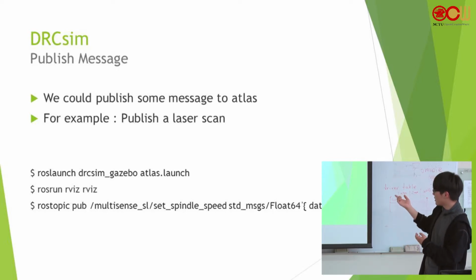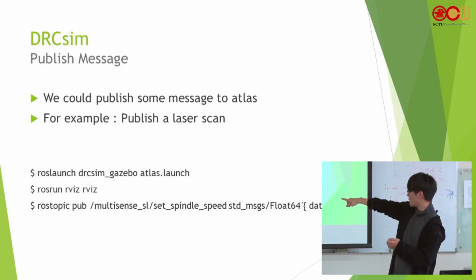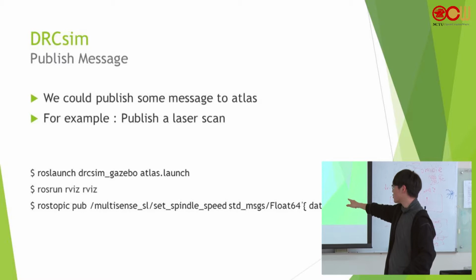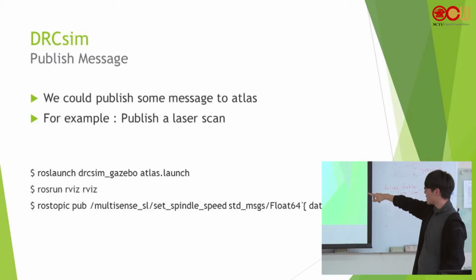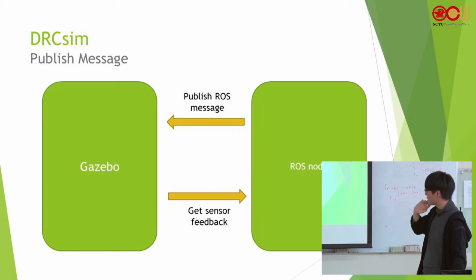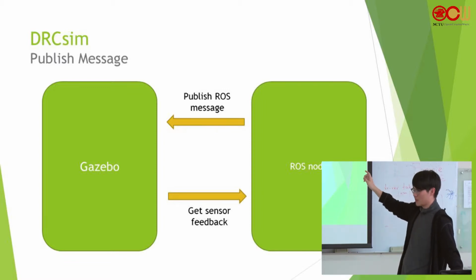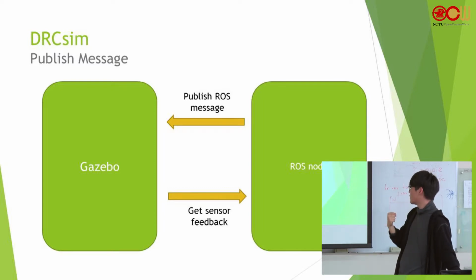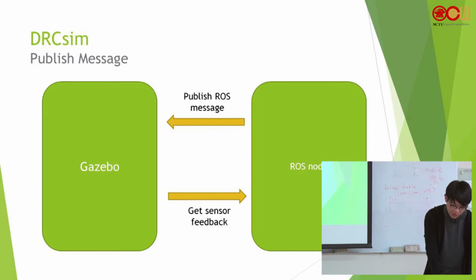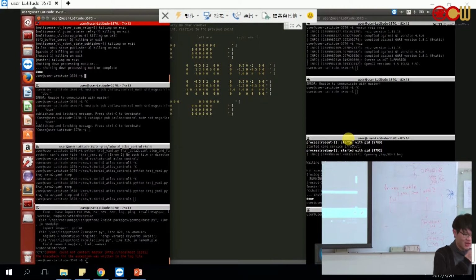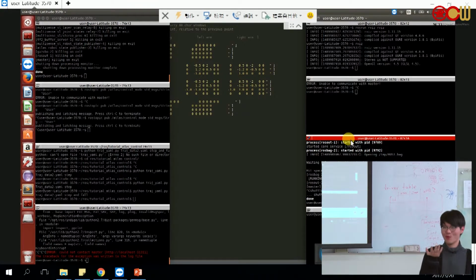Yeah. And in this example, I publish a laser scan to it. And the laser scan's message type is std_msgs Float here. Yes. You use your ROS node to publish your ROS message to Gazebo. And then Gazebo will get the message and the sensors get some feedback and it will send it back to the ROS node to let you know. And you can do later what you want to do. Okay, I'll try to use my words to let you know.